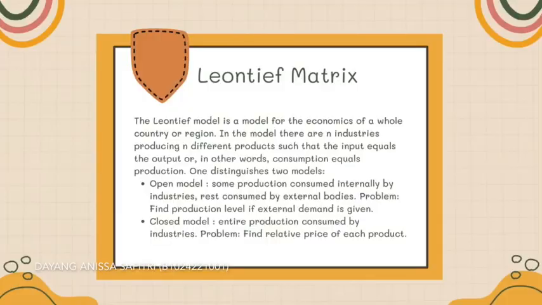Today, let's take a look at everyone's favorite matrix application problem, Leontief input-output models. You might know them simply as the technology matrix problem, but actually, the technology matrix is only one part of the problem. The Leontief model is a model for the economics of a whole country or region. In the model, there are n industries producing n different products such that the input equals the output, or in other words, consumption equals production.